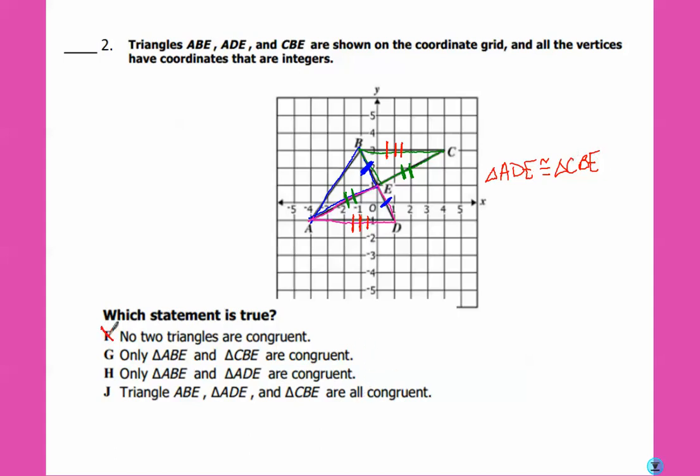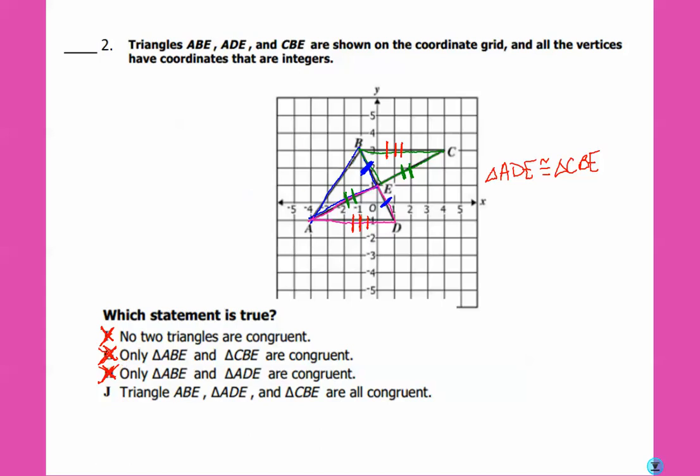One, it's not, no triangles are congruent. Only ABE and CDE, that's not true because we know ADE is congruent. Only ABE and ADE are congruent, not true because we know those are congruent. So it has to be letter J, but let's check.